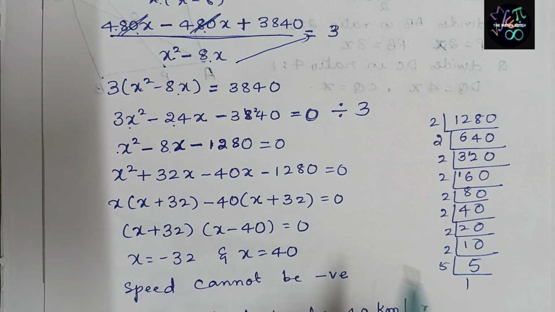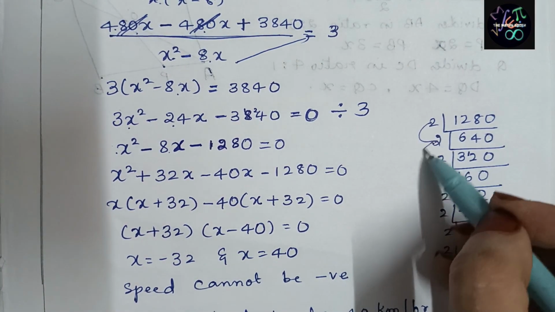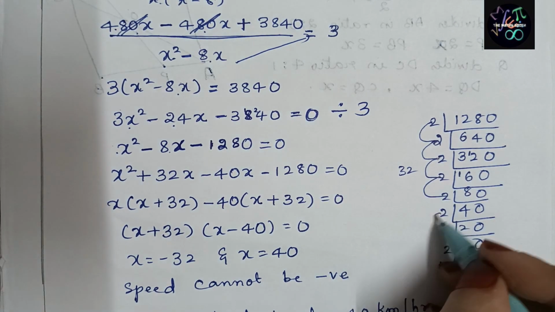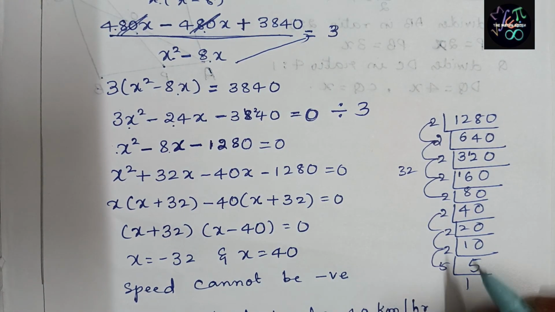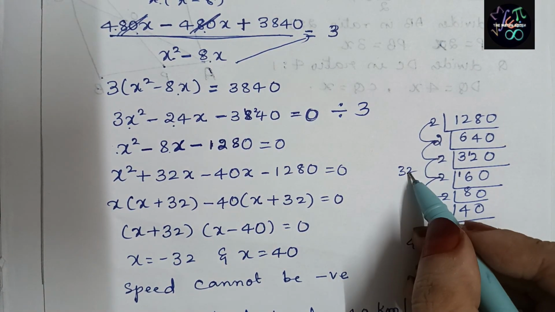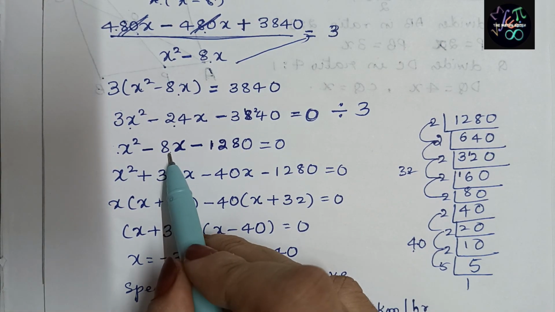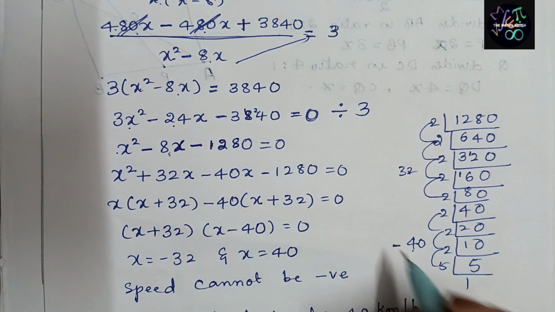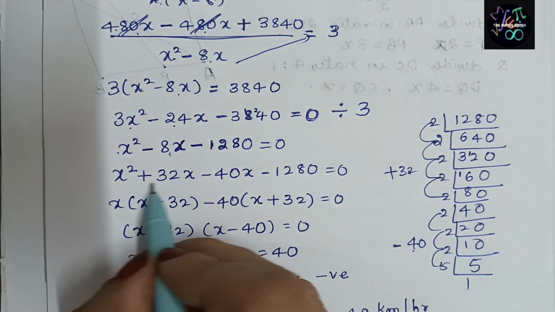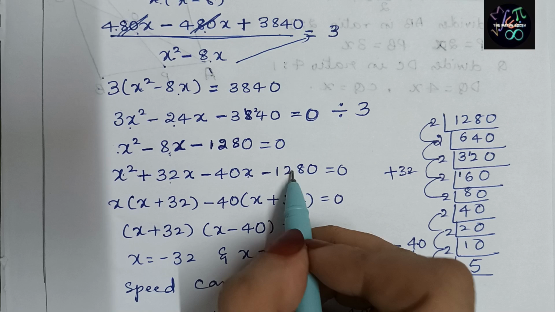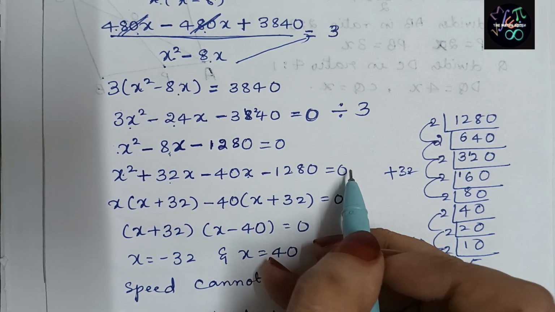Now I have already solved it here. We will see: 2 2s are 4, 4 2s are 8, 8 2s are 16, 16 2s are 32, 2 2s are 4, 4 2s are 8, 8 5s are 40. So 40 minus 32 is nothing but 8x. So the bigger number is minus 40 and plus 32. So we have written x square plus 32x minus 40x minus 1280 is equal to 0.